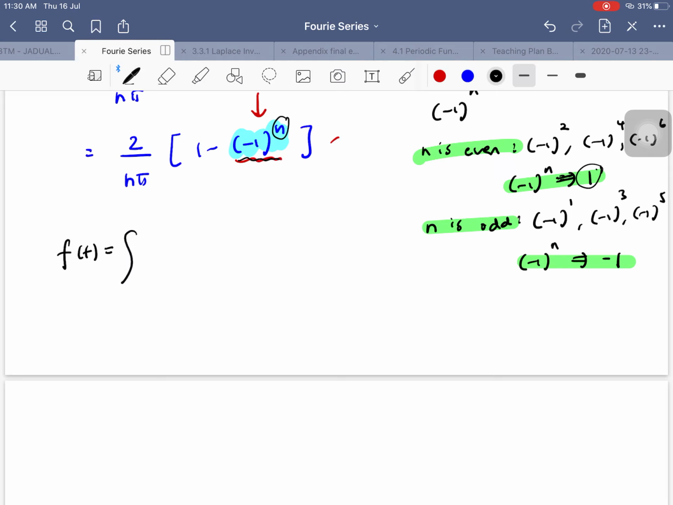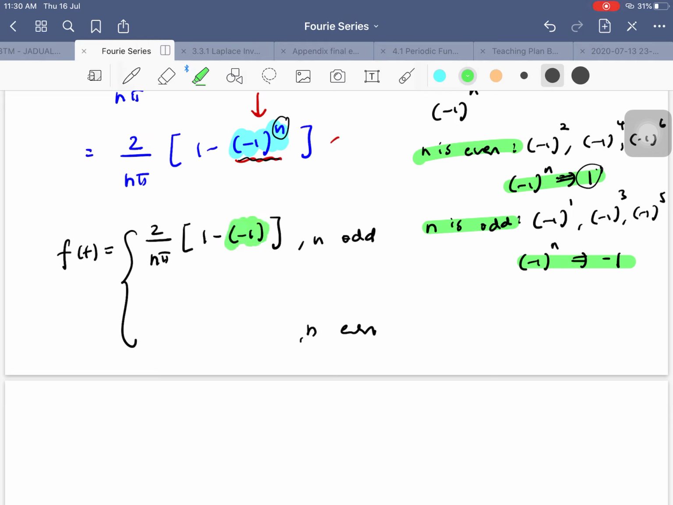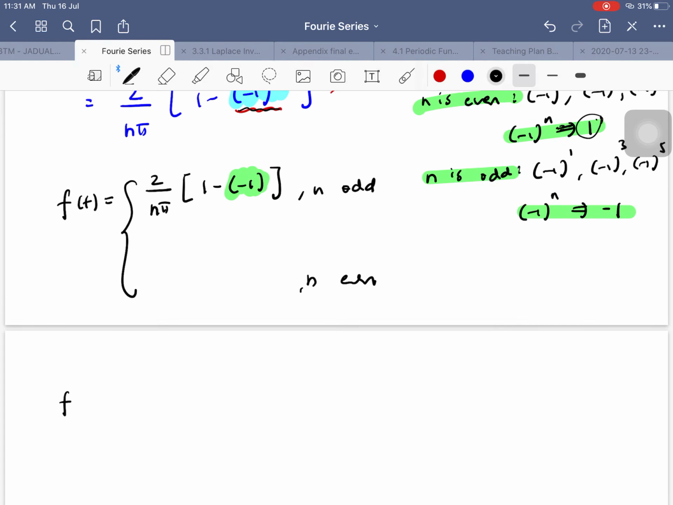For the case where n is odd, I'm going to have 2 over n pi times 1 minus negative 1, because now this is going to be negative 1. And 1 minus negative 1 is going to be 2. So I'm going to have a 4. So I can write that for this case: it is going to equal 4 over n pi, when n is odd.